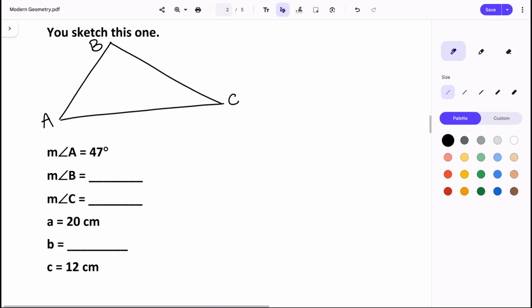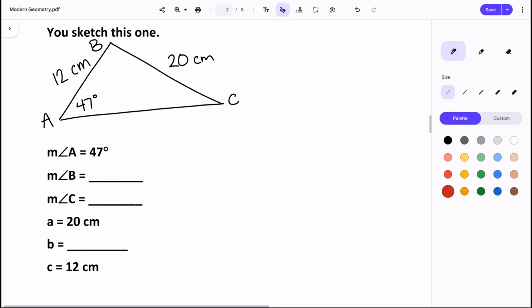So where should I put the 47 degrees? Okay, next to the A angle. What else can I add to my picture? Where would side a be at? Across from angle A, so in between B and C, right? So this would be 20 centimeters. Where should the 12 go? Good. Okay, what do you need to find this time?